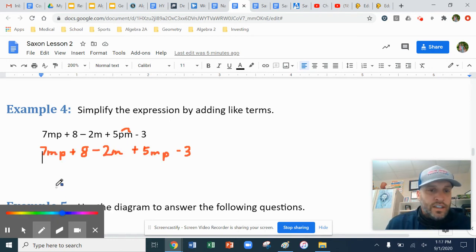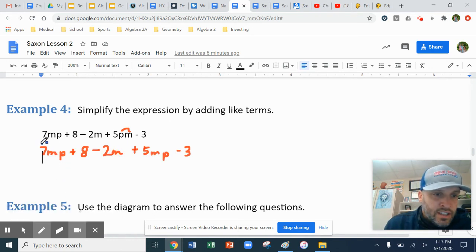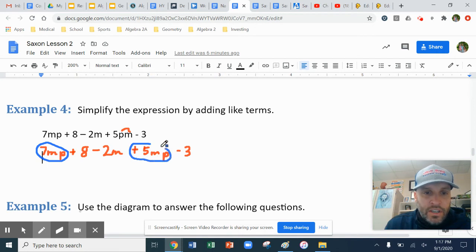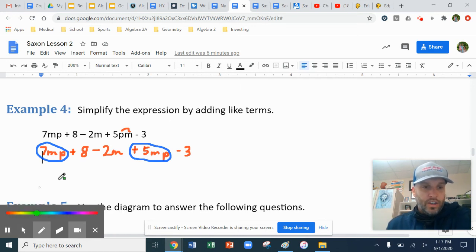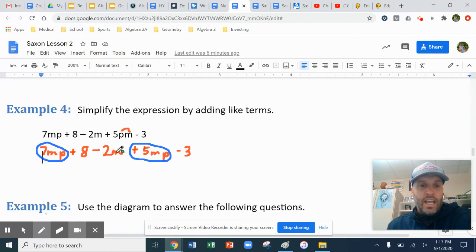So now looking, that does make two of our terms alike, and I just like to either color code or use shapes. So I'll circle 7MP, then I'll also circle plus 5MP. And to add those together, you're simply adding the coefficients, the number parts of those variable expressions, 7 plus 5, which is going to be 12. Continuing to look through, we have a negative 2m here, but there are no other plain m variables to combine with the negative 2m, so negative 2m has nothing to combine with.